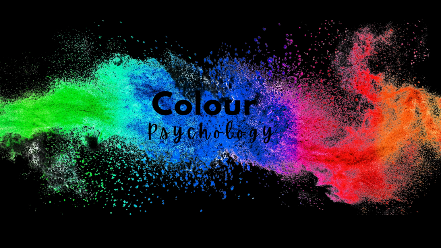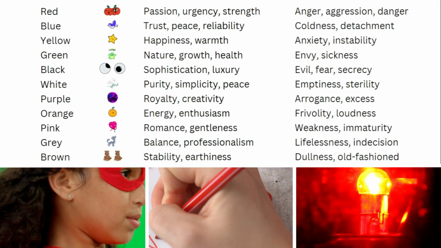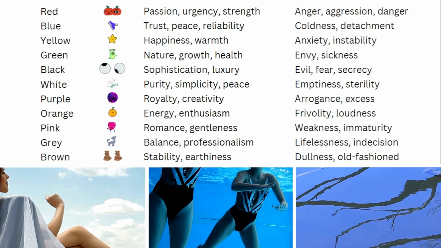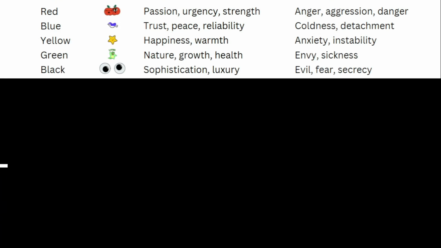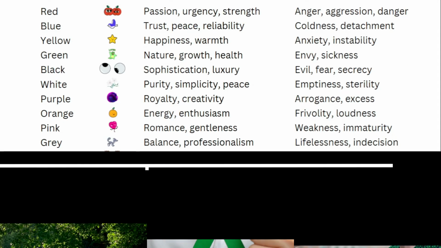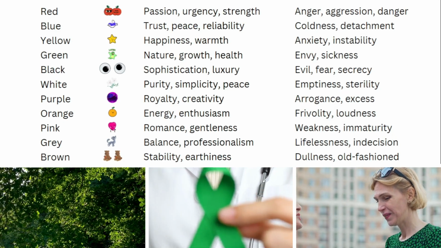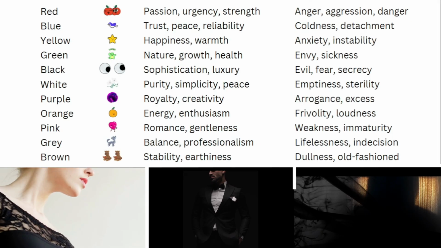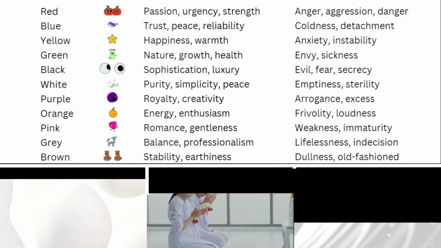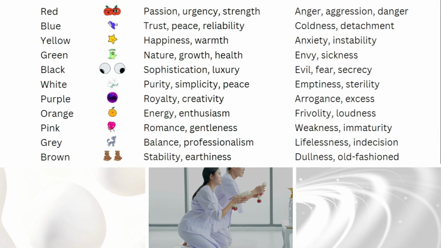Now let's explore color psychology in advertising. Colors evoke emotions and can strongly influence how we respond to an advert. Here's a quick reference. Red suggests passion, energy, and urgency, but can also imply danger or aggression. Blue conveys trust and calm, but may also feel cold or distant. Yellow is optimistic and cheerful, but can feel unstable or anxious. Green represents nature, health, and wealth, but may also evoke envy or illness. Black suggests sophistication and authority, but also fear and secrecy. White implies purity and peace, but can feel sterile or empty.